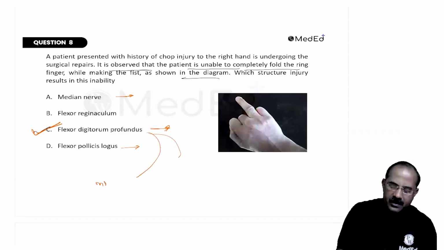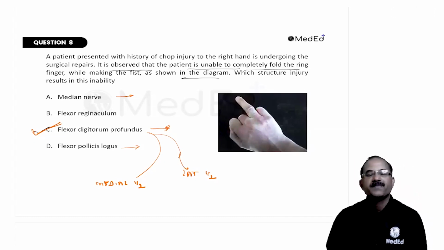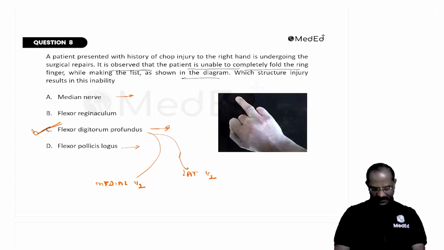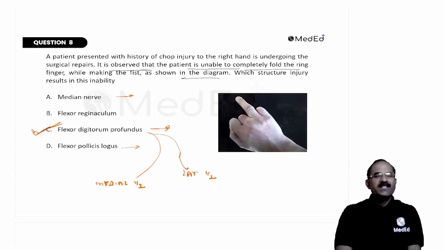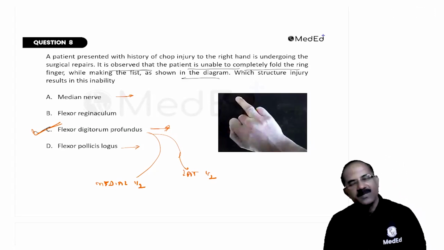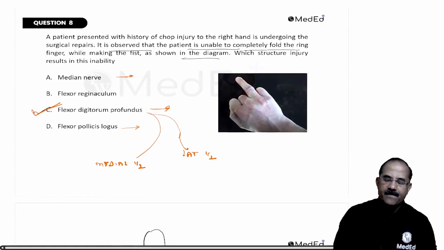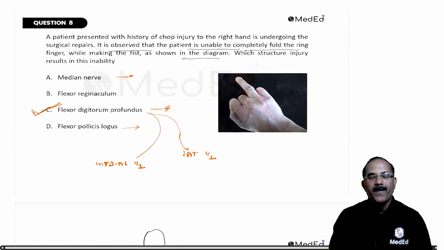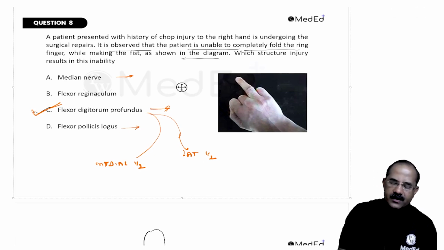Who supplies the medial half? And who supplies the lateral half? Answer this, बच्चों. Flexor digitorum profundus का nerve supply. Come on, my dear children, come on. Be active. Who supplies the medial half of profundus? Who supplies the lateral half of profundus? So medial half of profundus and lateral half. Medial half is supplied by whom?